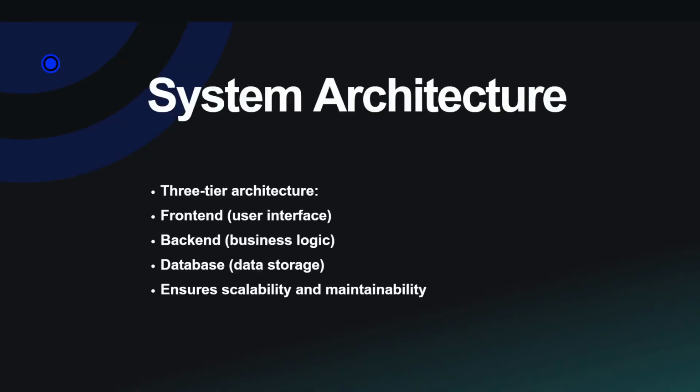I'm sorry, I forgot to talk about the system architecture. Our system is a 3-tier architecture. The front end is responsible for the user interface. The backend handles the business logic and processing. The database stores all the data. This structure helps make the system more scalable and easier to maintain.